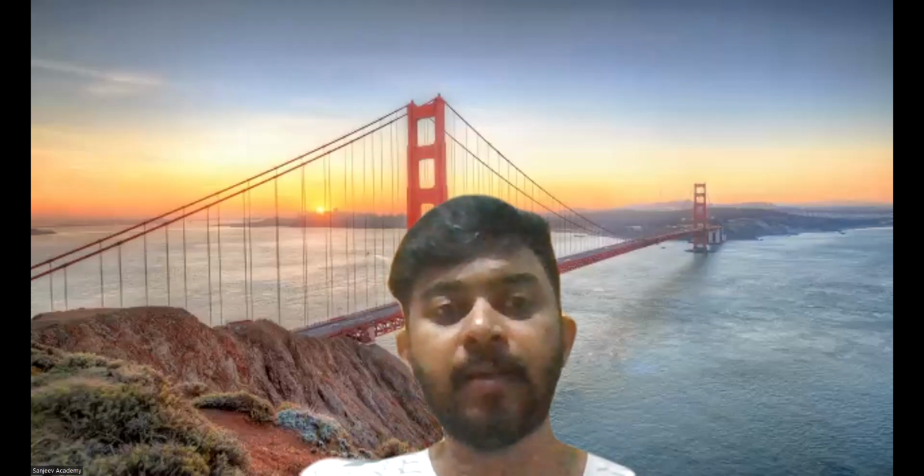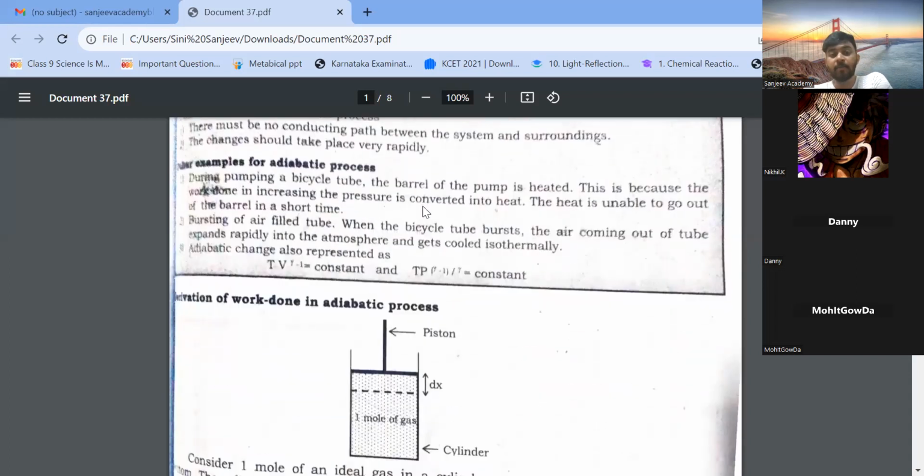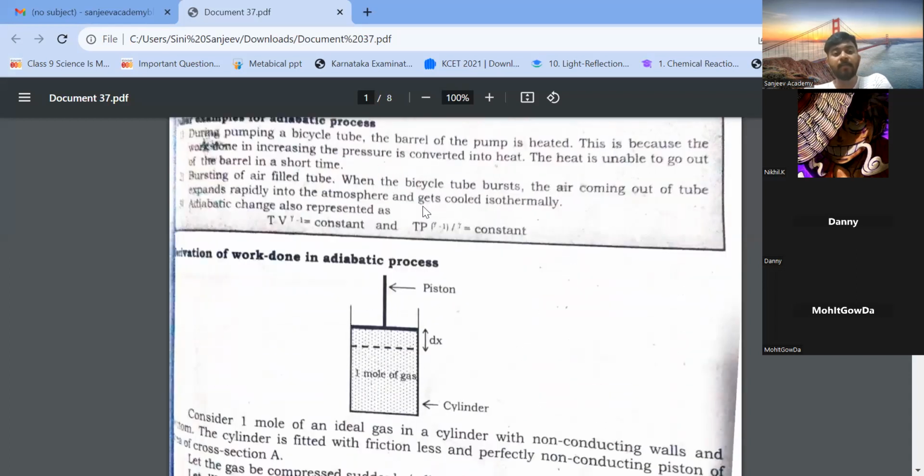So today we will be dealing with thermodynamics in physics, correct? Already I have told you regarding the basics of thermodynamics, like isothermal, isochoric, and adiabatic. All of these things have been discussed. Fine, so I think you should know what they are. Today we'll be learning about the derivation of work done in an adiabatic process.